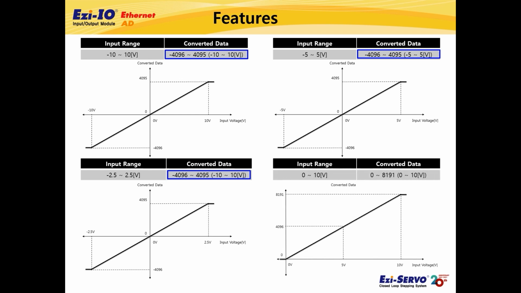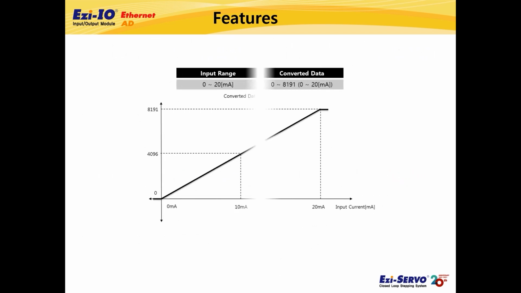When the voltage input range is 0 to 10 volts, the input analog data value is converted to a digital value of 0 to 8191. And in the case of current input mode, the current input range is 0 to 20 mA. At this time, the analog data value of the current range is converted to a digital value of 0 to 8191 as shown in the graph.